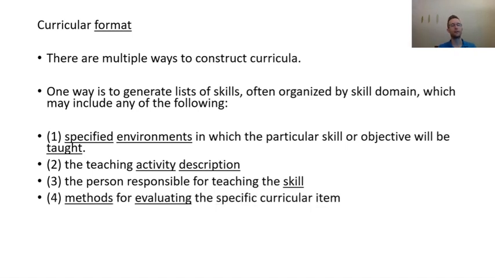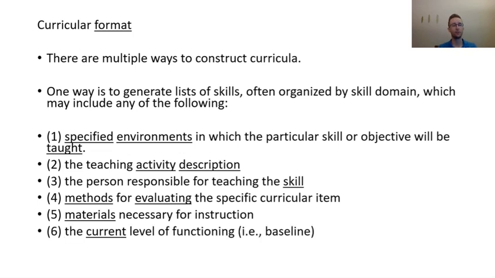Number 4, methods for evaluating the specific curricular item. So in other words, are you going to collect trial-by-trial data? What type of single subject design are you going to use to evaluate the effectiveness of an intervention targeting the specific curricular item? And in what way are you going to graph the data? Materials necessary for instruction. The current level of functioning, which if you're collecting data on the behavior, this would be your baseline data.